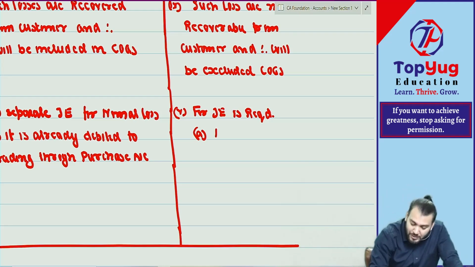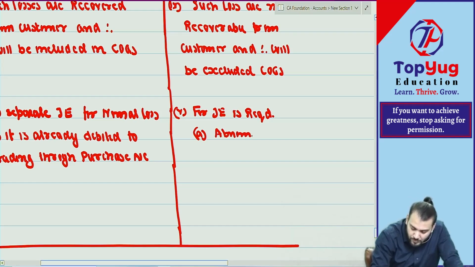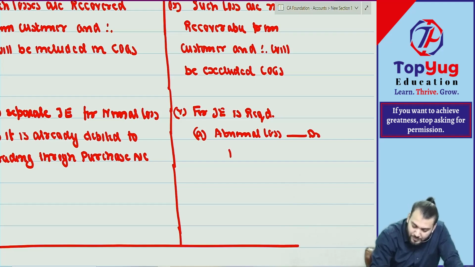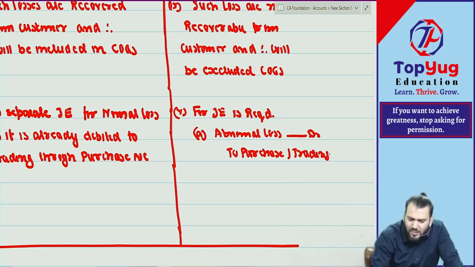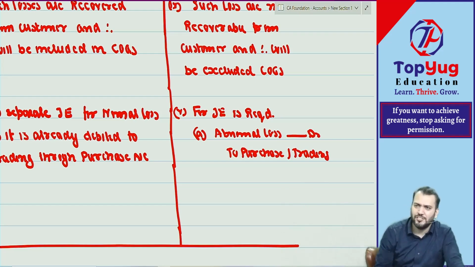So what do we do? Abnormal loss account debit to purchase, or what? Trading account. Normally we'll use purchase account, which means deduct from purchase. But you can write down in the credit side of trading account also, because ICAI is also using that. But in class we'll deduct from purchase. One way will work.